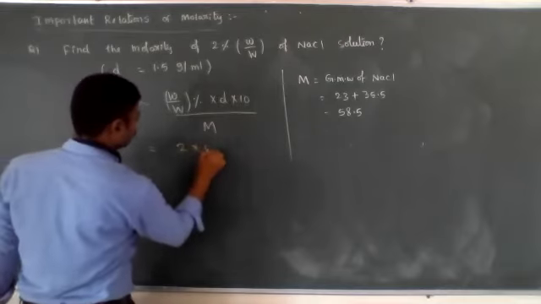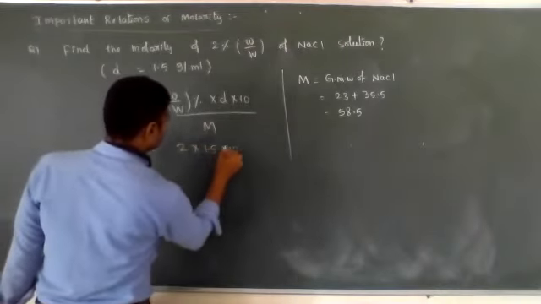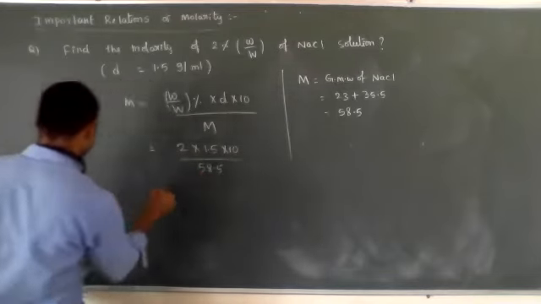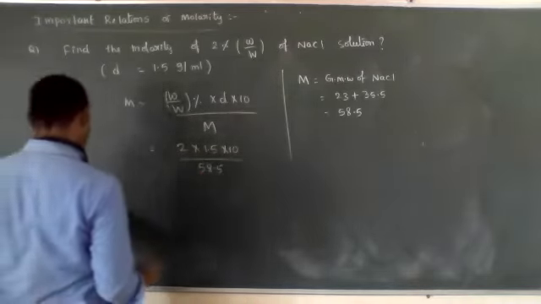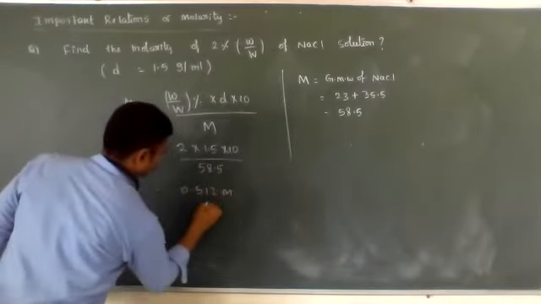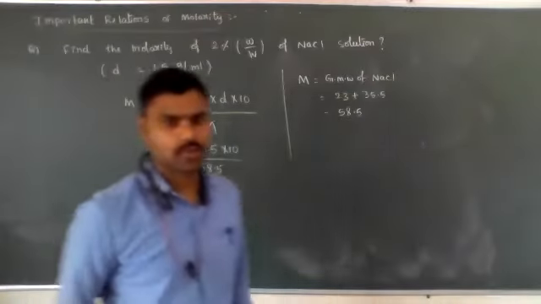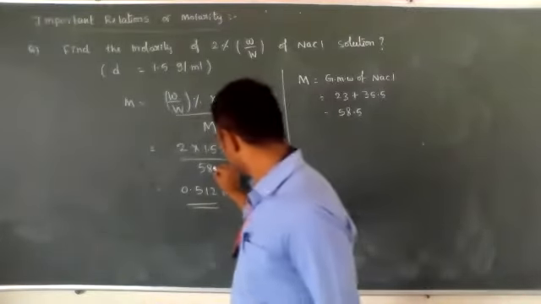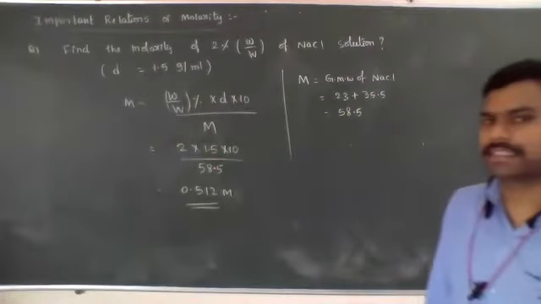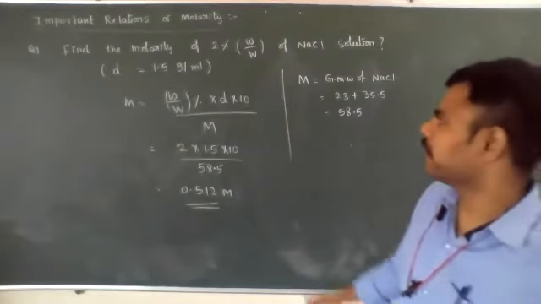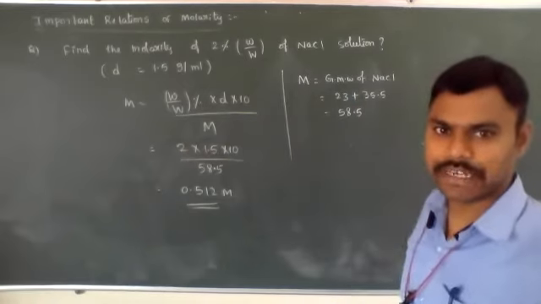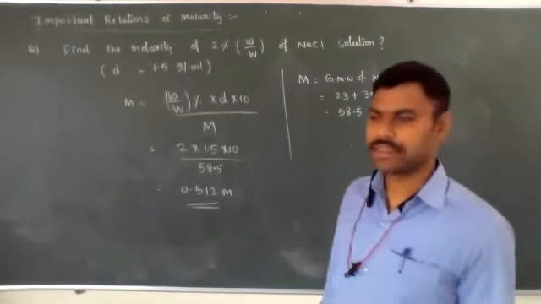2 into 1.5 into 10 by 58.5. If you simplify that, we will get approximately 0.512 molar. So that is the problem related to weight by weight percentage. So if weight by weight percentage is given, then the formula is W by W percentage into density into 10 by gram molecular weight. So simple.